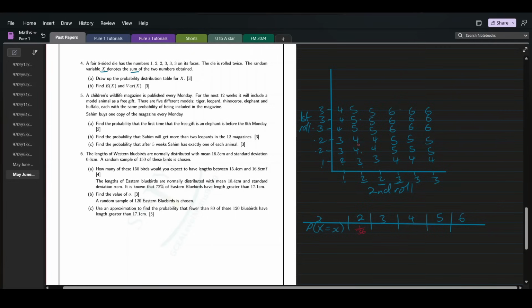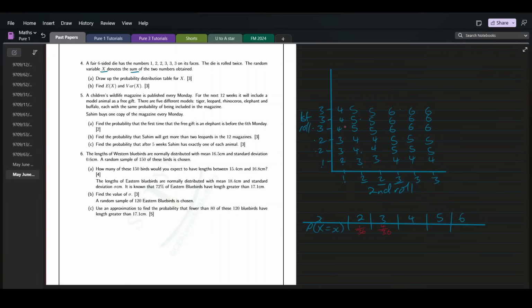And then the probability of picking a 3, that's 1, 2, 3, 4. So that's 4 out of 36. Probability of picking a 4, we've got 1, 2, 3, 4, 5, 6, 7, 8, 9, 10. 10 out of 36. And then a 5, we've got 1, 2, 3, 4, 5, 6, 7, 8, 9, 10, 11, 12. 12 out of 36. And then a 6, we've got 1, 2, 3, 4, 5, 6, 7, 8, 9.